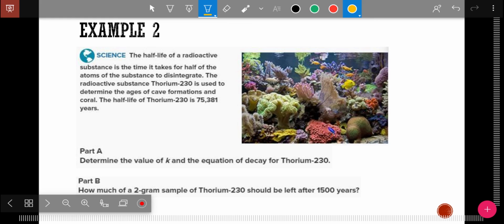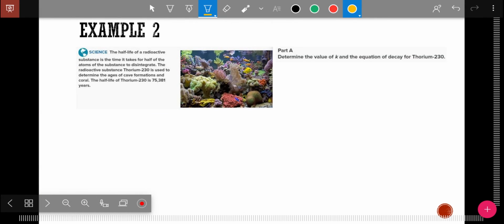What are we talking about? We're talking about thorium-230. What do we know about thorium-230? It has a half-life, 75,381 years. What's the first thing I'm trying to do? I'm trying to find k. And so, again, I got to remember what we just had on the previous slide, that the equation is initial amount times e to the negative k t. Again, I need a and k. I don't have a k. I'm trying to find k. The new amount is half. Let's just put 0.5.